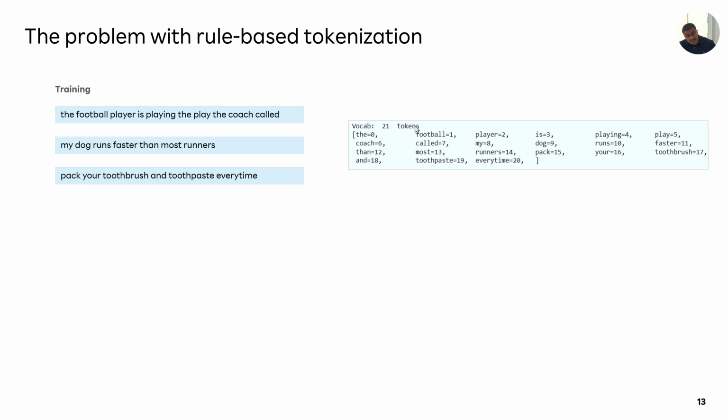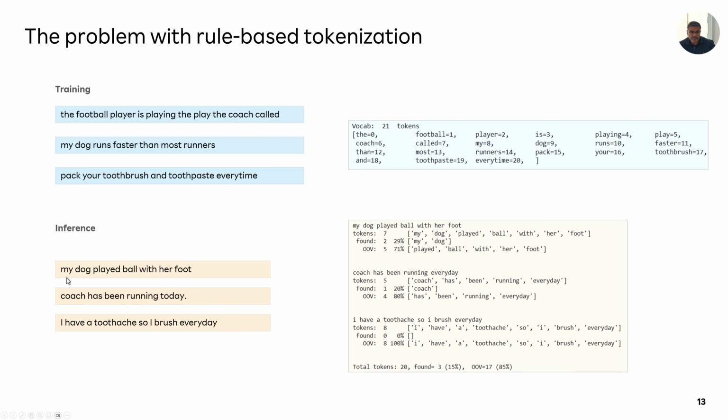Now, let's say that you're trying to use the same tokenizer during inference, which means that you've trained your neural network using all this data set, let's say for an LLM, and then during inference, where you're trying to predict the next token, you're getting a sentence like this. The sentence is, my dog played ball with her foot. The coach has been running today. I have a toothache, so I brush every day.